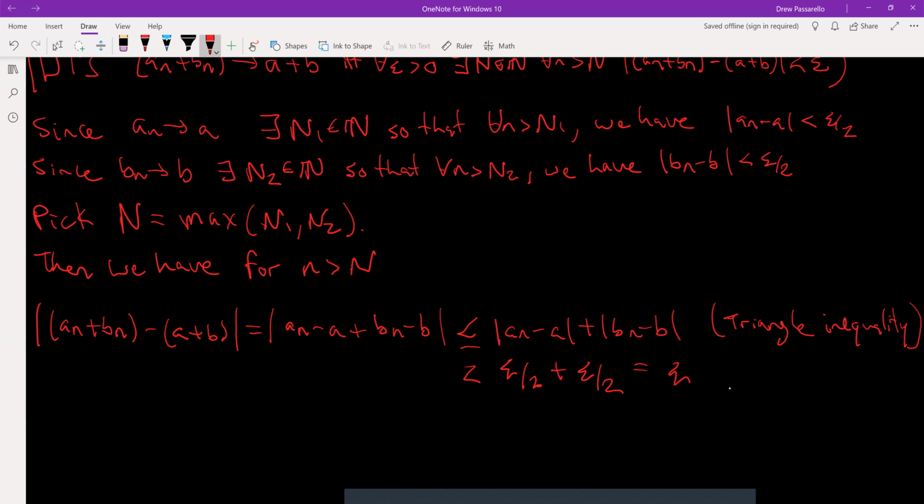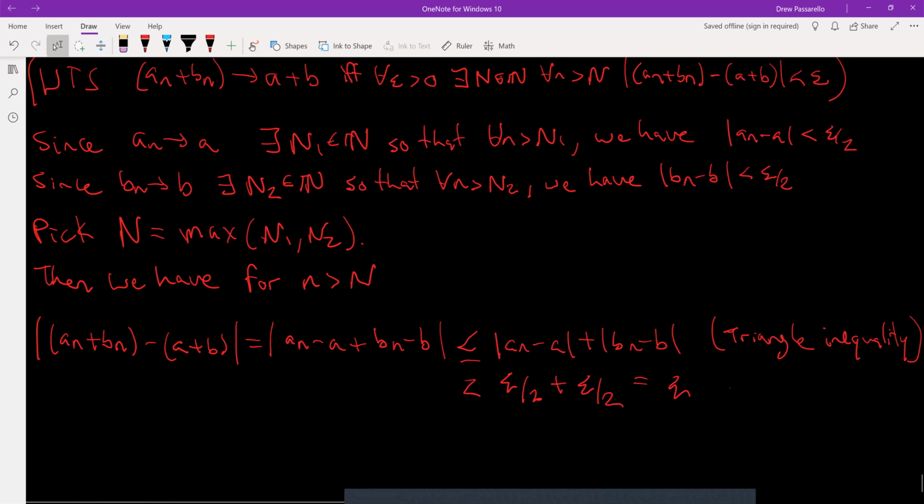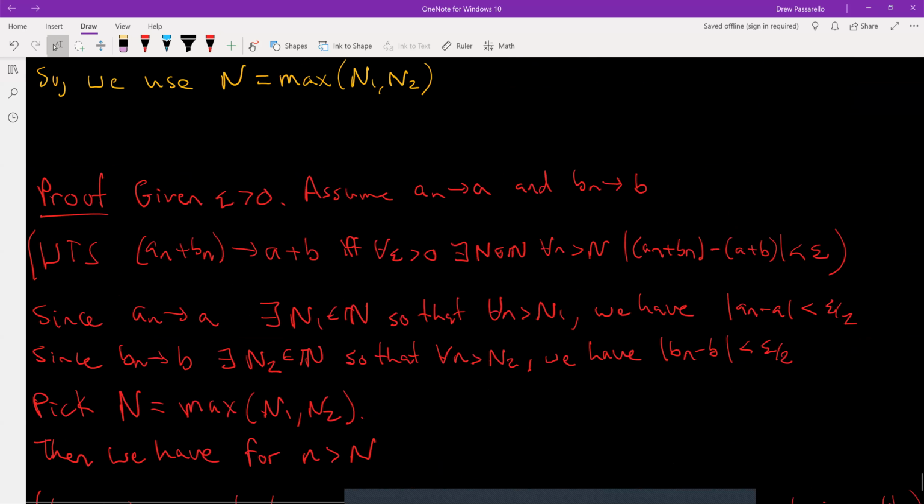So for this capital N, it just needs to be the maximum of N1 and N2, where we found N1 and N2 based off of the convergence of An and the convergence of Bn. And we found those two indices to be such that the distance of An with A is less than epsilon over 2, and the same thing for Bn minus B. All right, so that is the proof for that. And I think I'll end it here.